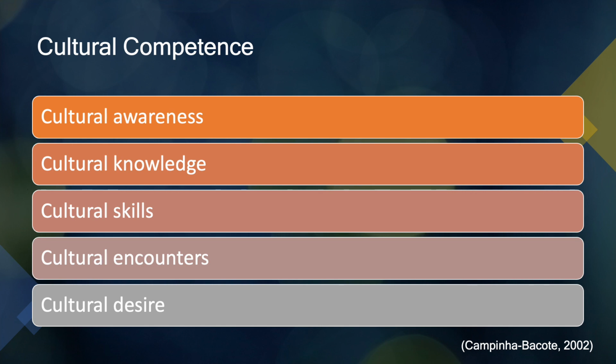Cultural knowledge is acquiring an understanding of cultures other than your own. And cultural skills is an ability of a person to effectively interact, work, and develop meaningful relationships with people from various cultural backgrounds. Cultural encounters are interactions between groups or individuals across established cultural boundaries. And a cultural desire is a motivation and commitment to learn from others.